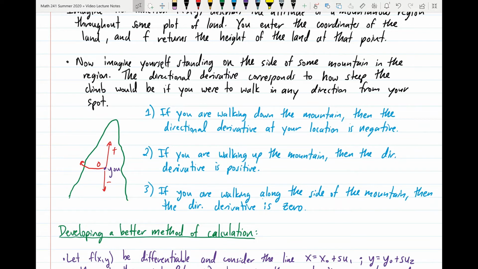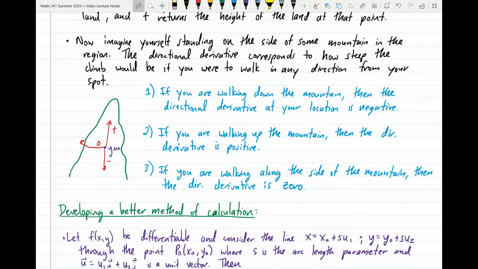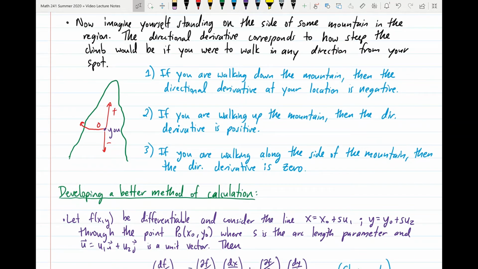Now imagine yourself standing on the side of some mountain in the region. Then the directional derivative is going to correspond to how steep the climb would be if you were to walk in any direction from your spot. So I have somewhat of a pitiful drawing here to describe what I'm talking about.